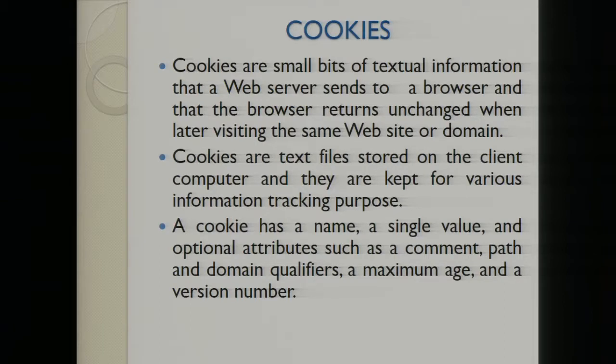A cookie will have a name, called the cookie name, along with a single value, the cookie value, meaning it's a pair of two arguments, a cookie name and a cookie value, and optional other attributes such as the comment, the path, the domain qualifiers, the maximum age and the version number of that cookie. These are the optional attributes, but mainly it has to have a cookie name and cookie value.